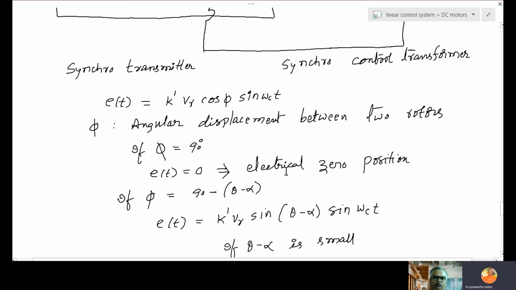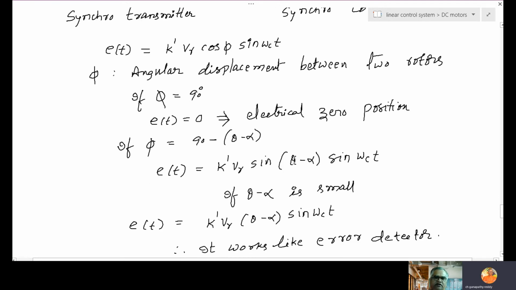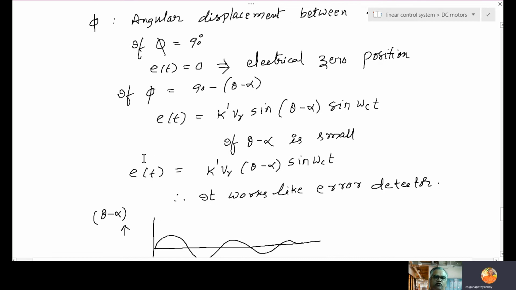So that 90 we have to remove. So 90 minus theta minus alpha, if I substitute, then e(t) becomes k' V_R sin(omega_c t) times cos(90 minus theta minus alpha), which changes to sine of theta minus alpha. If theta minus alpha is small, it is approximately theta minus alpha only. So this voltage is the error voltage, it depends on theta minus alpha. If theta and alpha are equal, the voltage will be 0. So it works like an error detector.